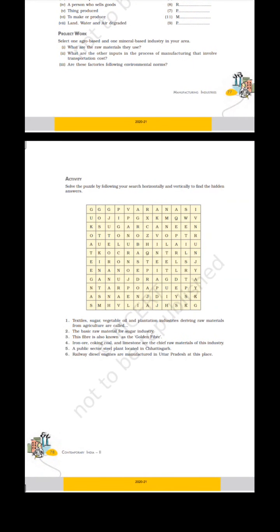Activity. Solve the puzzle by following your search horizontally and vertically to find the hidden answers. 1. Textile, sugar, vegetable oil, and plantation industries deriving raw materials from agriculture are called. 2. The basic raw material for sugar industry. 3. The fiber also known as the golden fiber. 4. Iron ore, coking coal, and limestone are the chief raw materials of this industry. 5. A public sector steel plant located in Chhattisgarh. 6. Railway diesel engines are manufactured in Uttar Pradesh at this place.